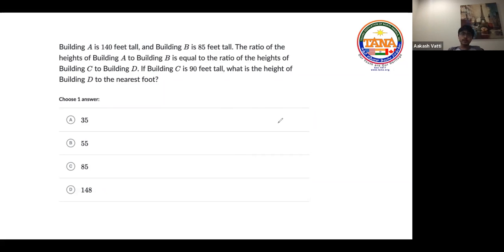So the easiest way of looking at this, since the ratios are equal, you have A over B, the heights of each building, equivalent to C over D, at least for the heights. You know that A is 140, B is 85, C is 90, and D is what we were trying to find. So you just do algebra from there.